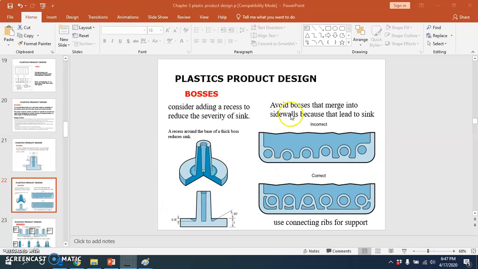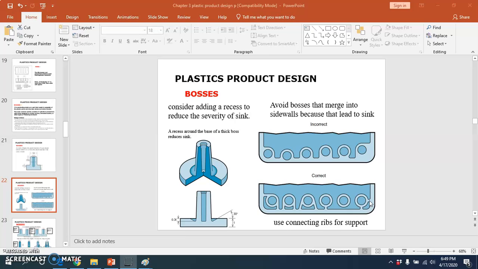Okay, this one: avoid bosses that merge into the sidewall because that leads to sink. This is the incorrect figure and this is the correct figure. Both of these are figures from the upper view of the bosses. So instead, position the bosses away from the side wall. This is the side wall. And if needed, use a connecting rib for support. Kita boleh guna this one, it is called a connecting rib.